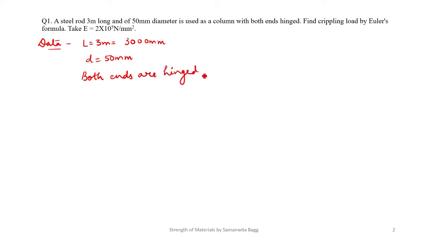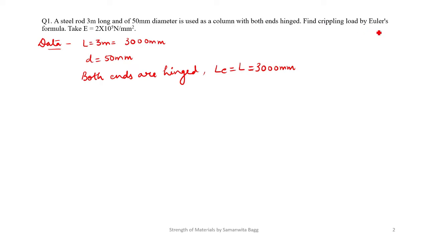A steel rod 3 meter long and of 50 mm diameter. The length L is given as 3 meter, that is 3000 mm, and diameter D is given as 50 mm. It is used as a column with both ends hinged. So this is the first case which we have discussed where LE was equal to L. So this will be 3000 mm.